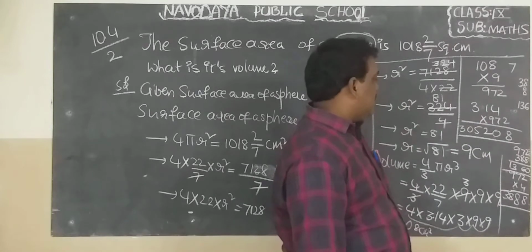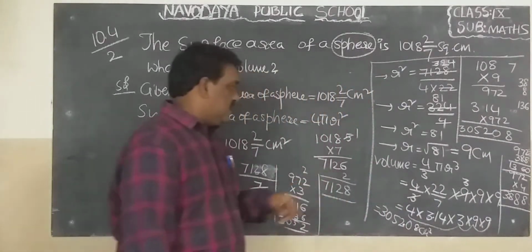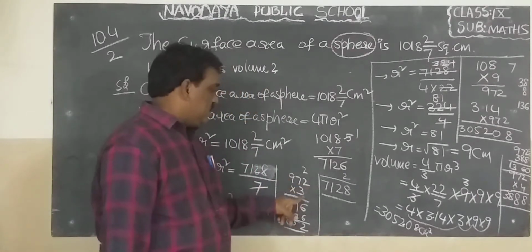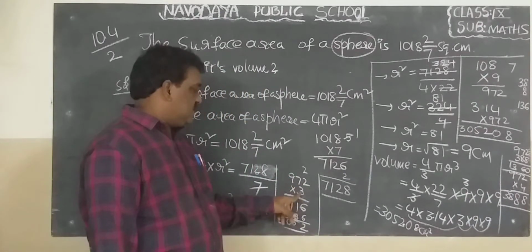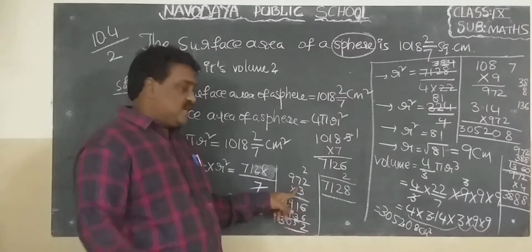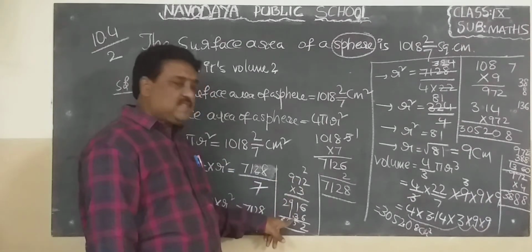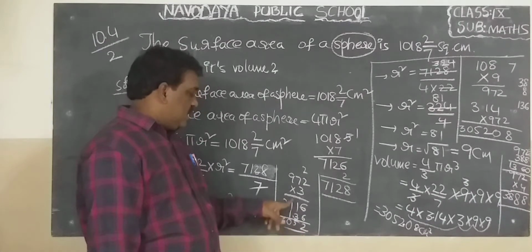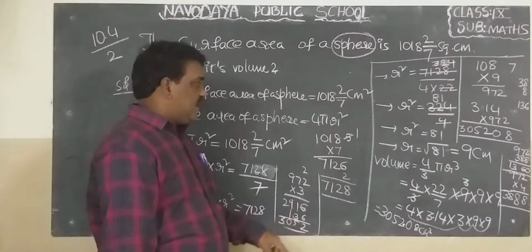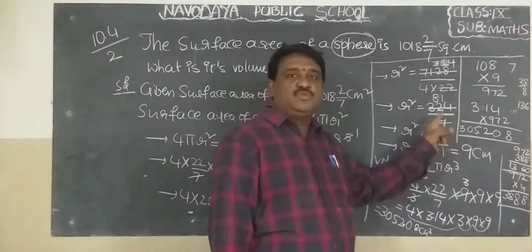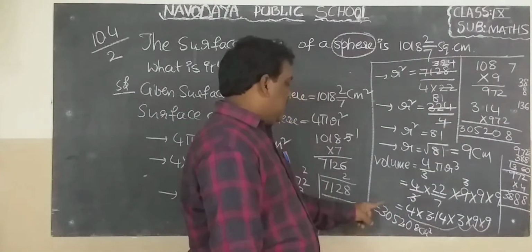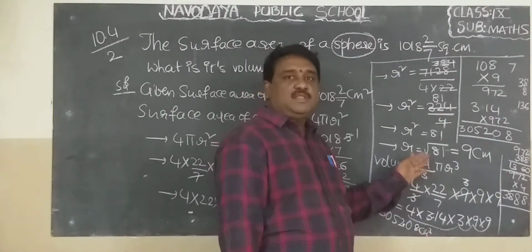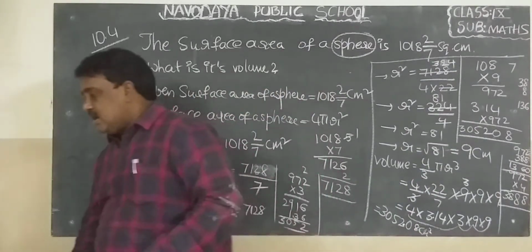So 0 right here. 972 into 3. 972 into 3, how much? 3 2s are 6. 3 7s are 21. 3 9s are 27. 29 plus 136. 6, 6, 12. 5, 9, 1, 10. 3052. So 305208. So final 3052.08 centimeter cube. That is the volume of the sphere. That is problem number 2.